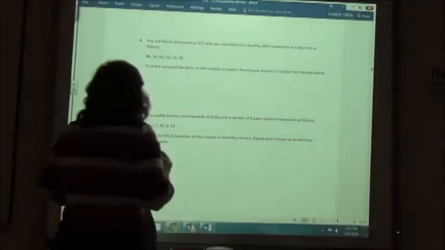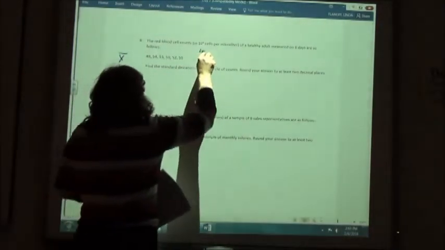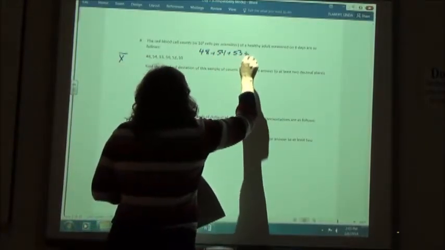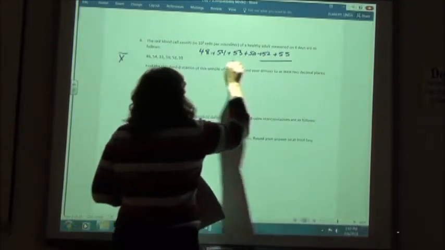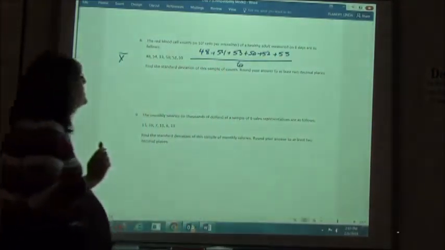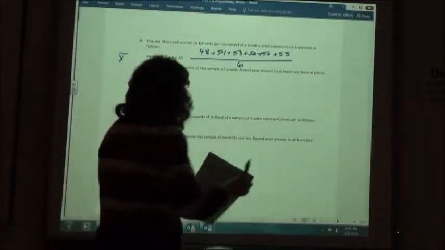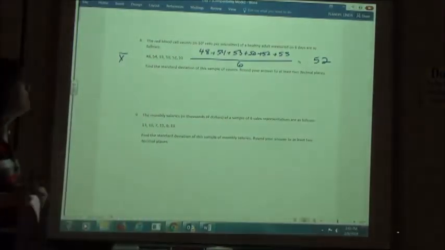All right, so we're going to start and find our mean, or X bar as they call it. 48 plus 54 plus 53 plus 50 plus 52 plus 55, and we're going to divide that by 6 since we have 6 numbers there. And you got 52, you said? 52 is our mean.